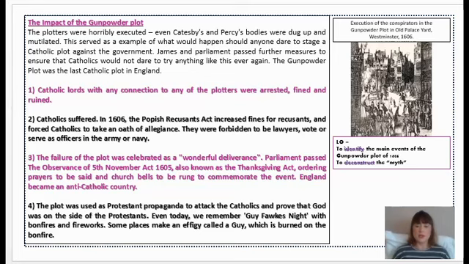Be safe with fireworks, Year 7. They're dangerous things. I say that from experience.